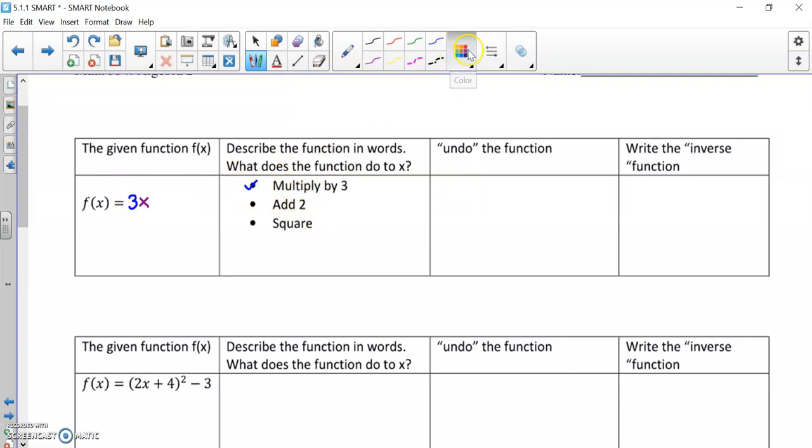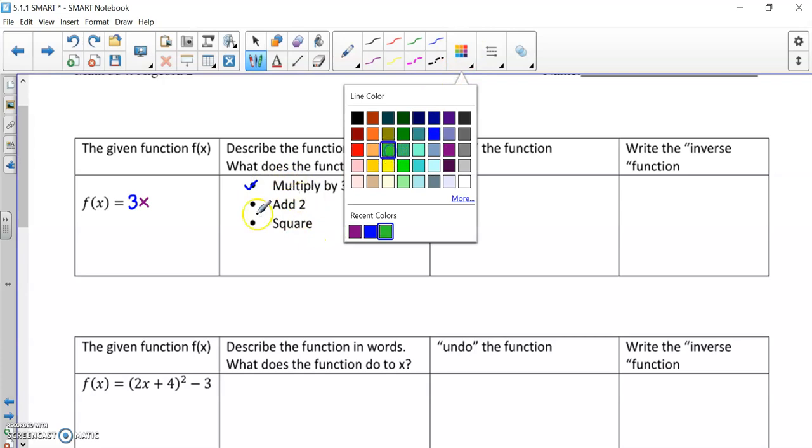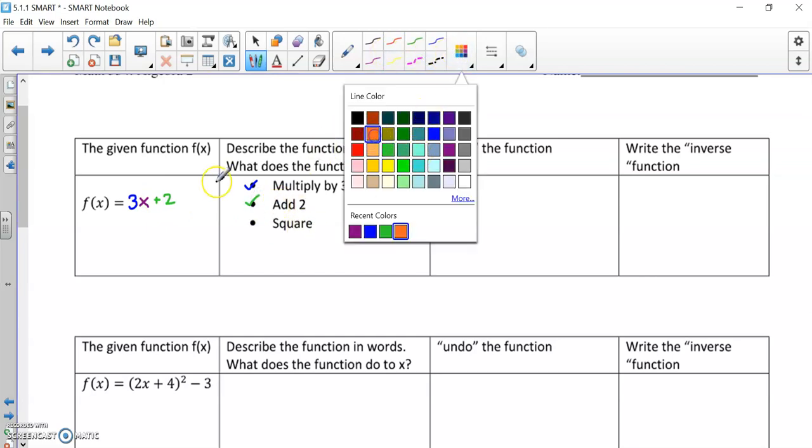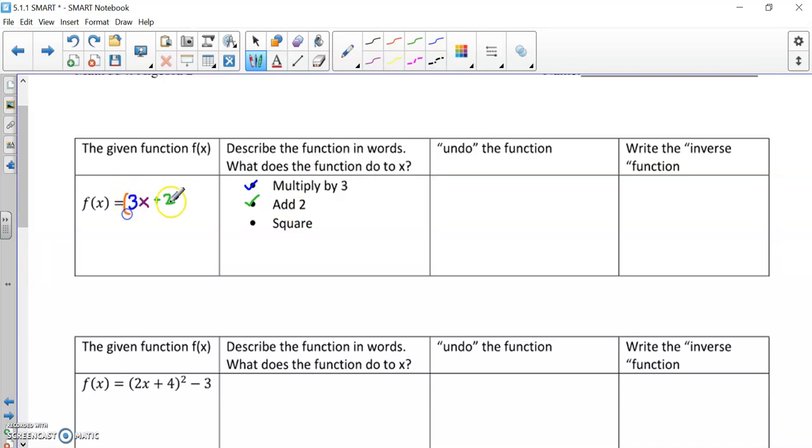Now next, I'm going to add 2. So to add 2, I'm going to just do a +2 on the outside here. And to square it, that means I'm squaring the entire thing. So I'm going to take this and go ahead and make some parentheses so I can show that I'm squaring the entire thing that I have written there. Okay, and that's it. We have created our original function.